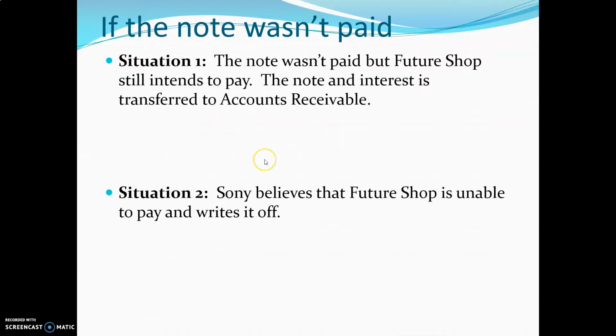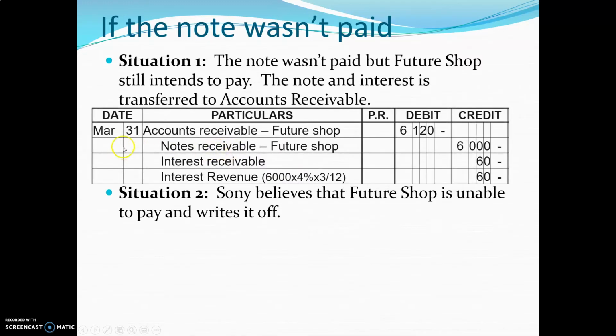In the first one, we still believe that FutureShop will make good on their payments, but we're taking a note which was originally an accounts receivable converted to a note. Now we're converting it back to accounts receivable. So we're going to be debiting an accounts receivable account, and at the same time we have to credit a notes receivable. But we also have to clear off all the interest too. So we've got to make adjustments here and there, and we've also earned some revenue from the interest as well. So here's what it looks like.